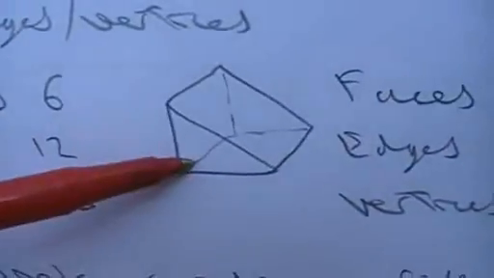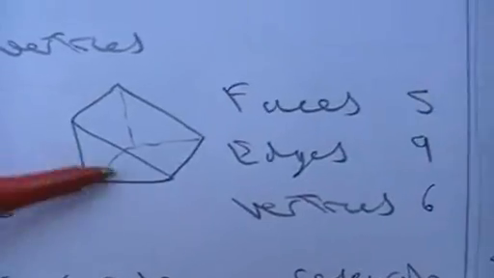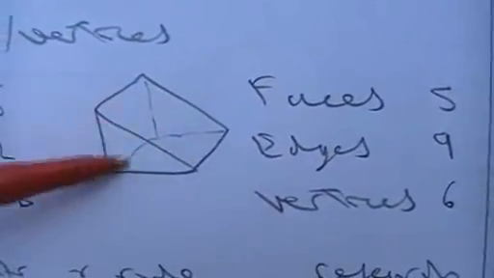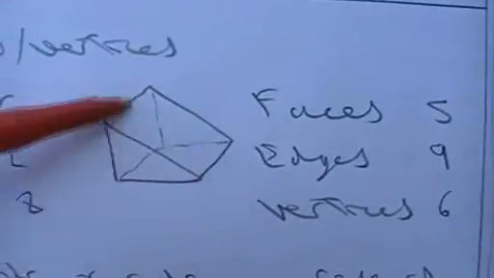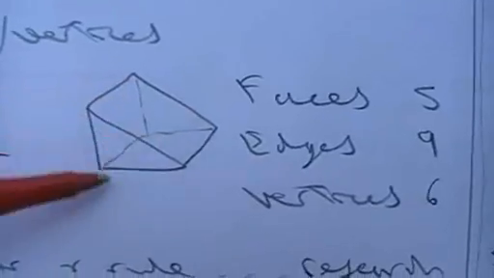Here we have a triangular based prism. We'll go through prisms in a minute. With 5 faces. There, and then the 2 triangles. Edges, you've got all these lines. There should be 9. And vertices, 1, 2, 3, 4, 5, 6. Now there is a rule.